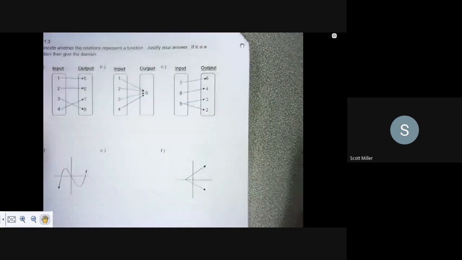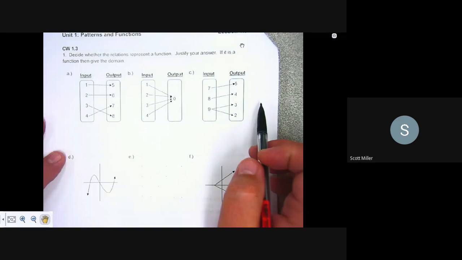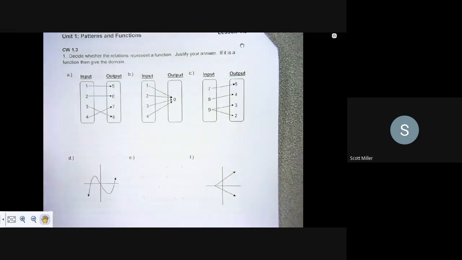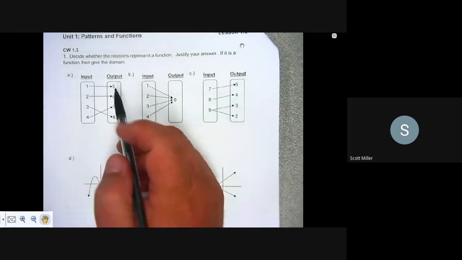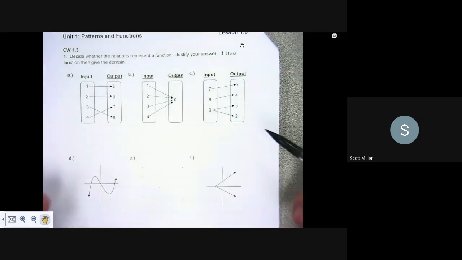And the first one right here, this is called a mapping diagram. And we want to decide if any of these represent functions or not. So remember, the definition of a function is for each input, there is exactly one output. So let's look. We're just going to put in yes or no. And if it's a no, we'll try and describe why it's not.